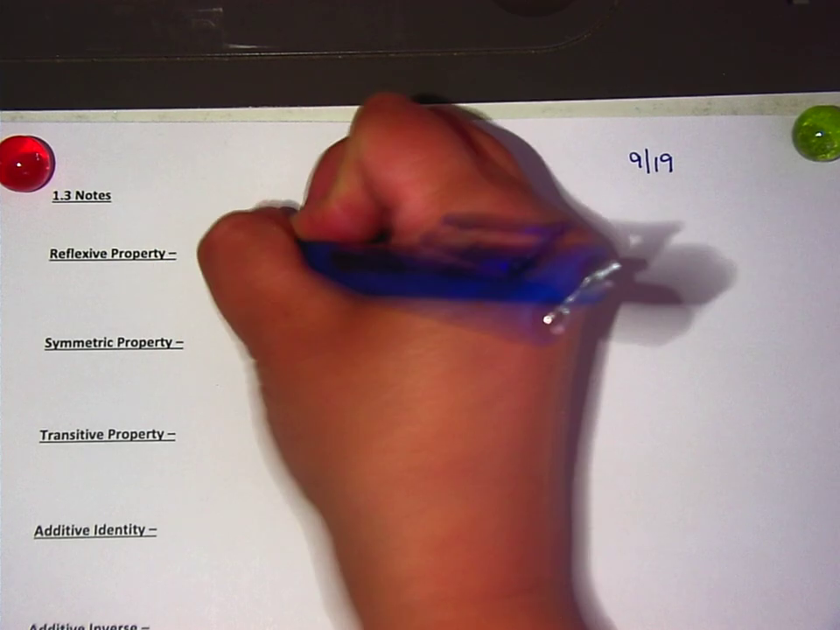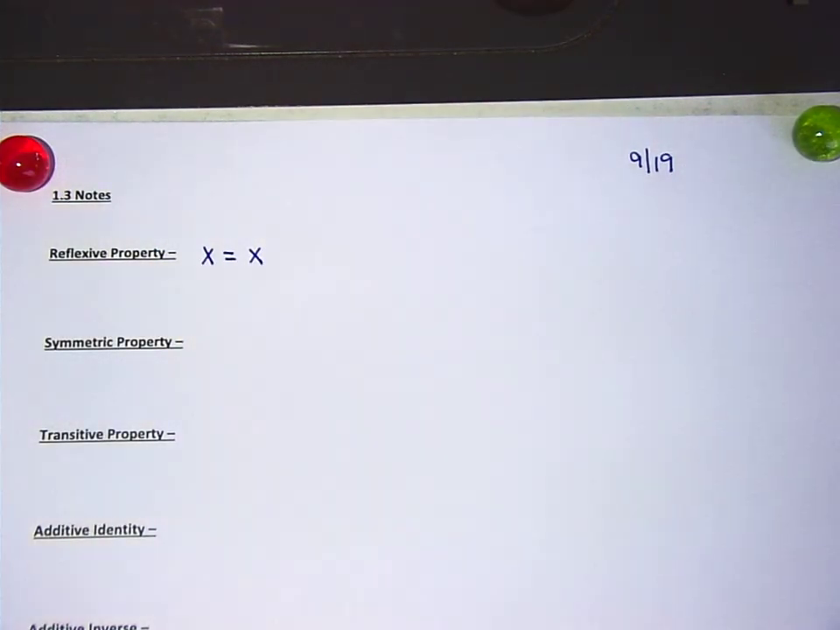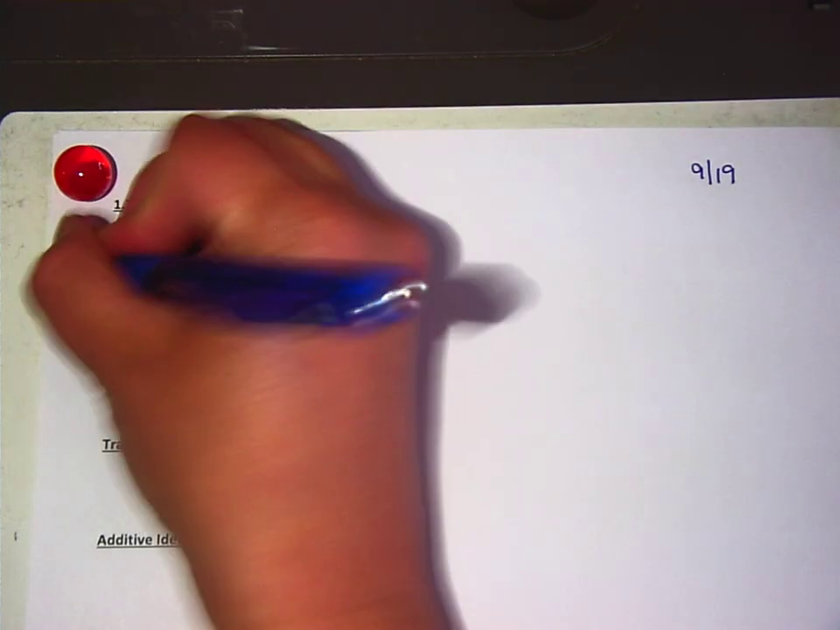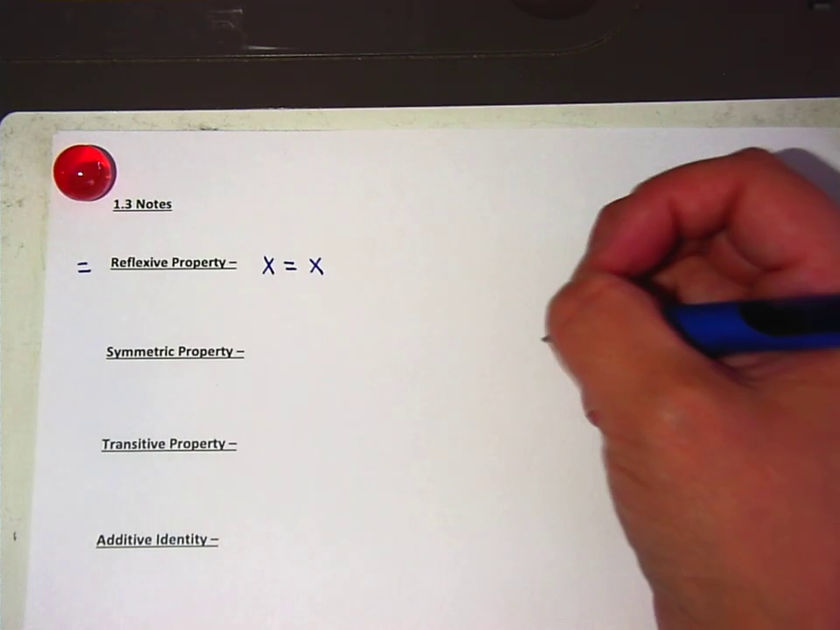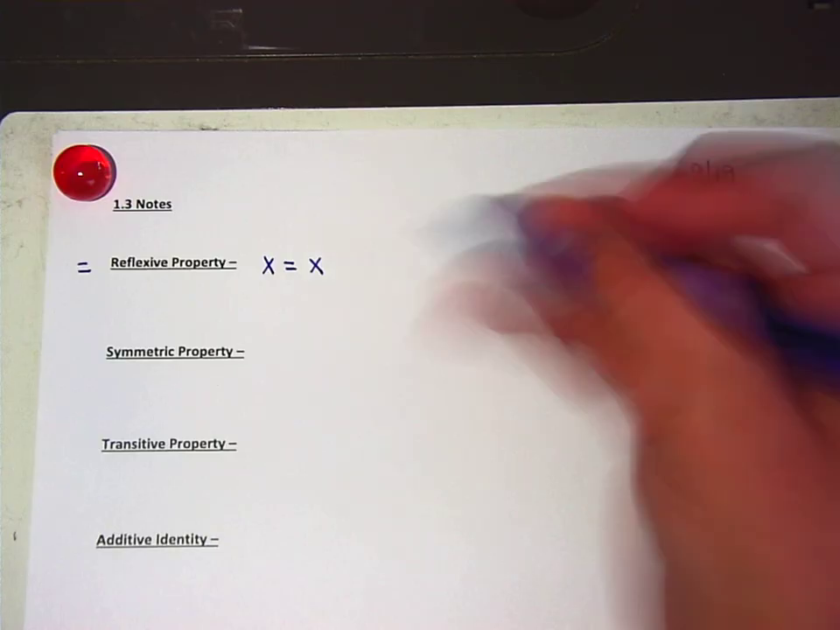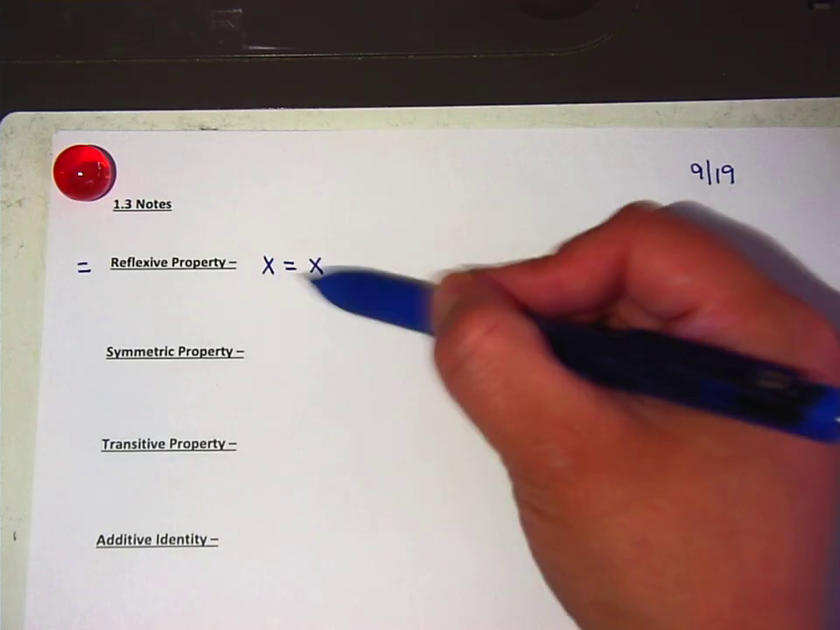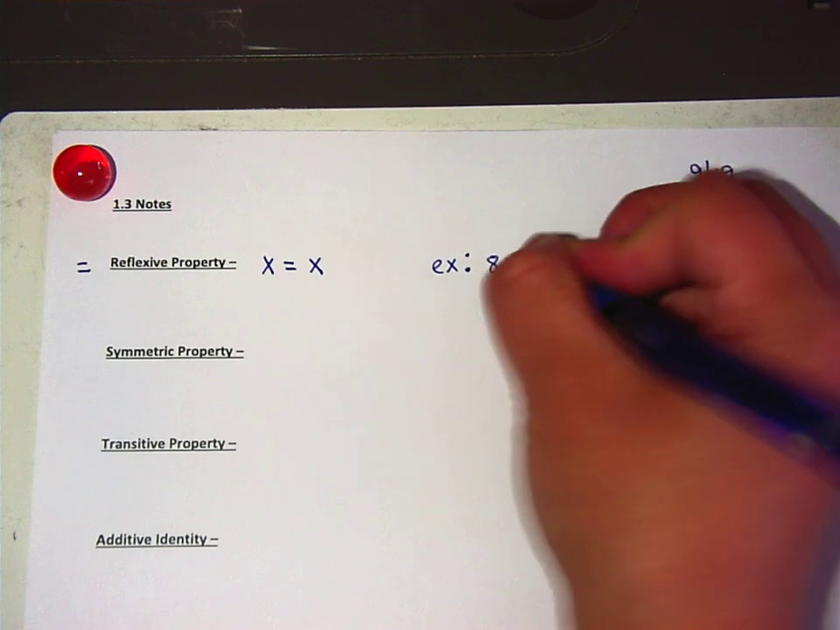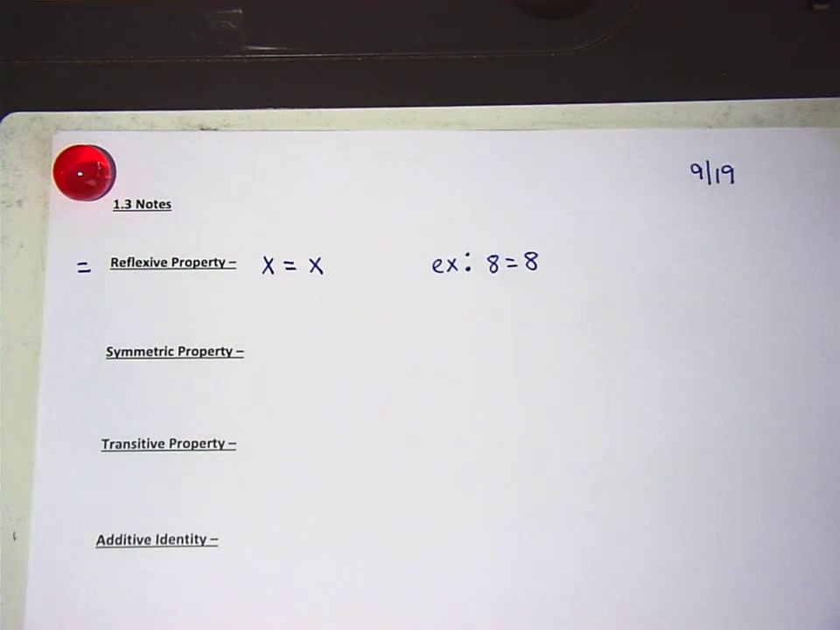It just says that x equals x. It's basically just telling you what an equal sign is. You have to write right now. You may not play with puzzles. So this is the reflexive property, x equals x. An example of this would be like 8 equals 8. It's just defining what an equal sign is.